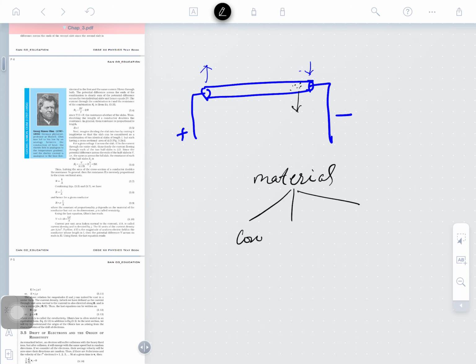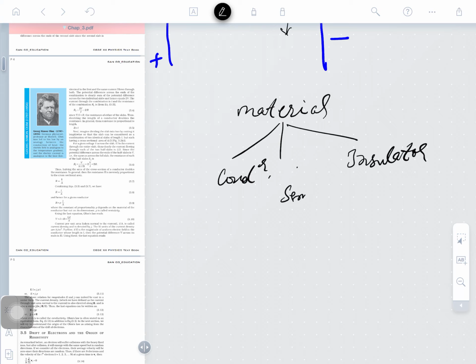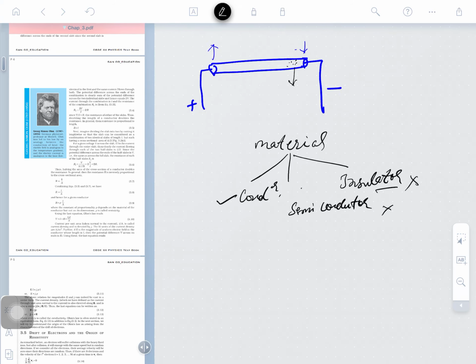Conductor, insulator, and semiconductor, is that clear? The middle one is the semiconductor, clear? Our topic is not the insulator or semiconductor, our topic is the conductor. So how does the conductor behave?